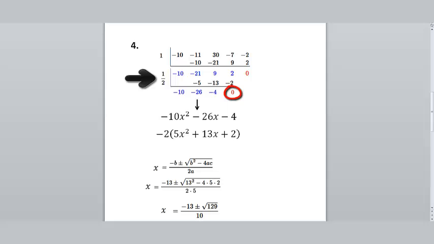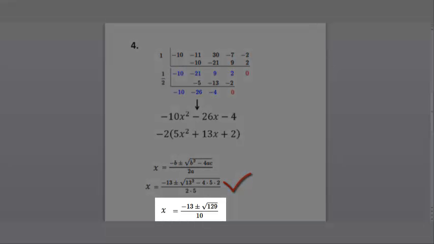Once we have reduced the polynomial to just 3 terms, we can easily find the rest of the zeros by completing the square or using the quadratic formula. Here we should choose to use the quadratic formula because completing the square would be much more work. Once we solve the formula, we find that the last 2 zeros are in a messy radical.